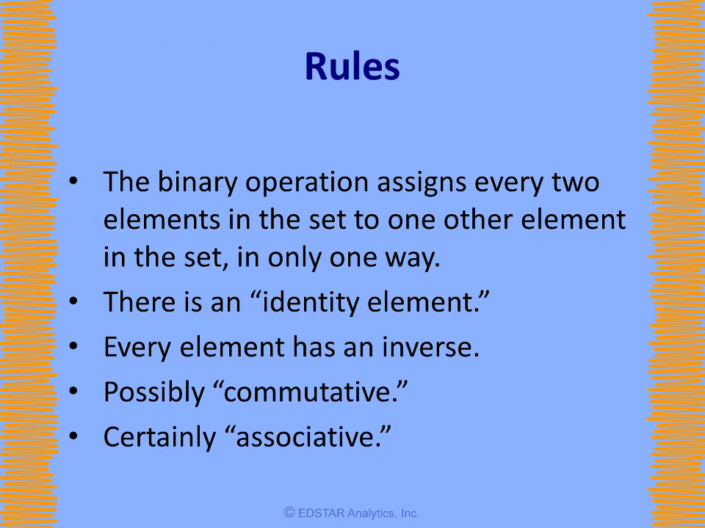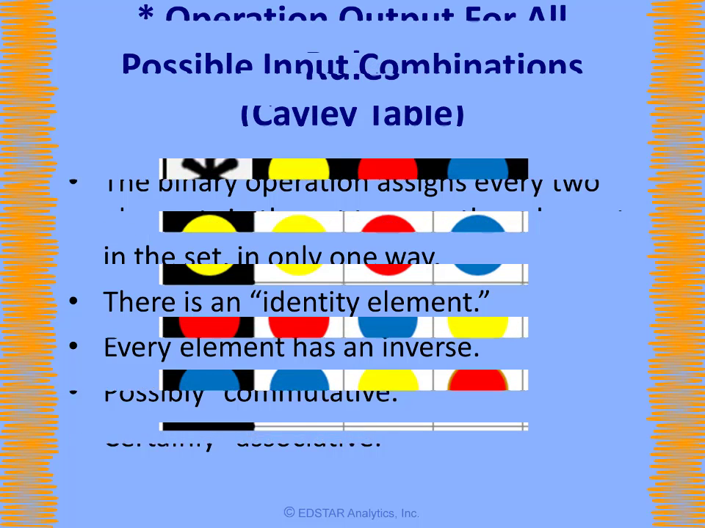These are the rules for the binary operation operating on the set. In particular, the operation assigns every two elements in the set to one other element in the set in only one way. There's going to be an identity element. Every element will have an inverse. It might be commutative, but it will certainly be associative. You don't actually have to know what these rules mean yet. We're going to introduce that later on. But just to get you used to the vocabulary, we set it up here.